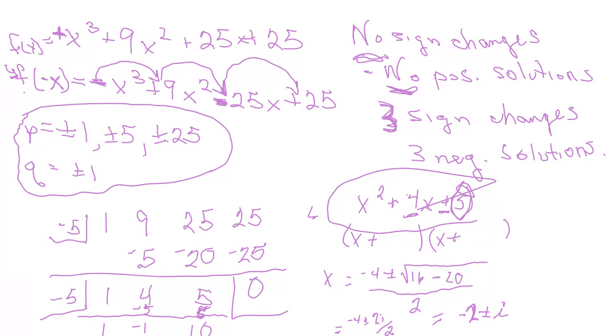So I'm going to change colors so you can see where I'm writing it. The solutions to this are, this didn't work, that didn't work. We have this and that. So the 3 solutions would be x equals -5, -2 plus i, and -2 minus i.